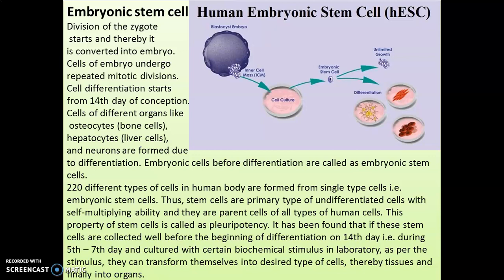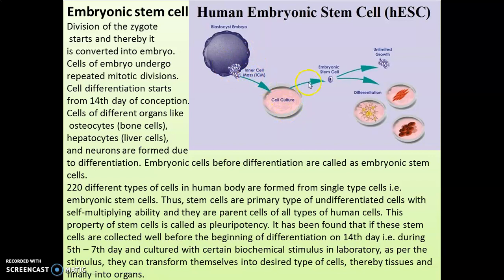The cell differentiation starts from the 14th day of conception, that is after fusion. Cells of different organs like osteocytes, that is bone cells, hepatocytes, that is liver cells, and neurons are formed due to differentiation. Embryonic cells before differentiation are called embryonic stem cells. So at this stage where the cells are not differentiated, these are called embryonic stem cells.